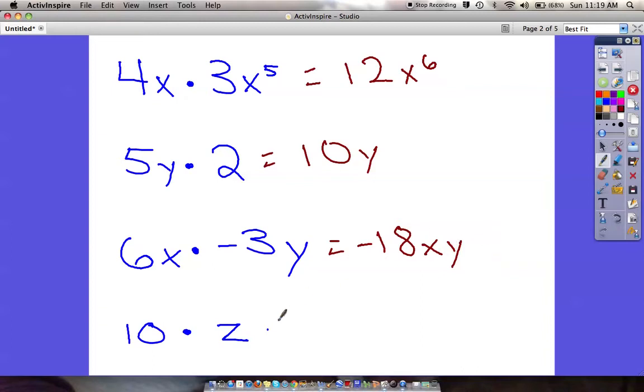And then the last one down at the bottom here, we've got 10 times z. Remember, that's the same thing as just 1z. 10 times 1 would be 10. And then we just put the z at the end because we're multiplying.